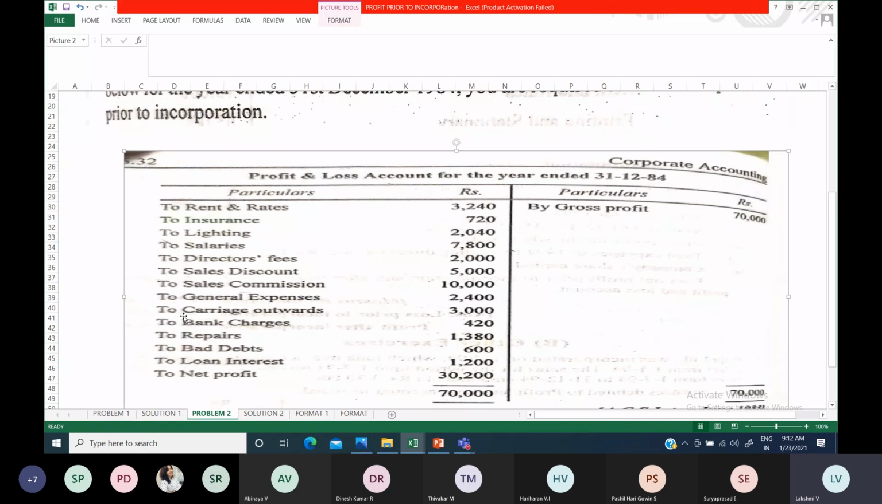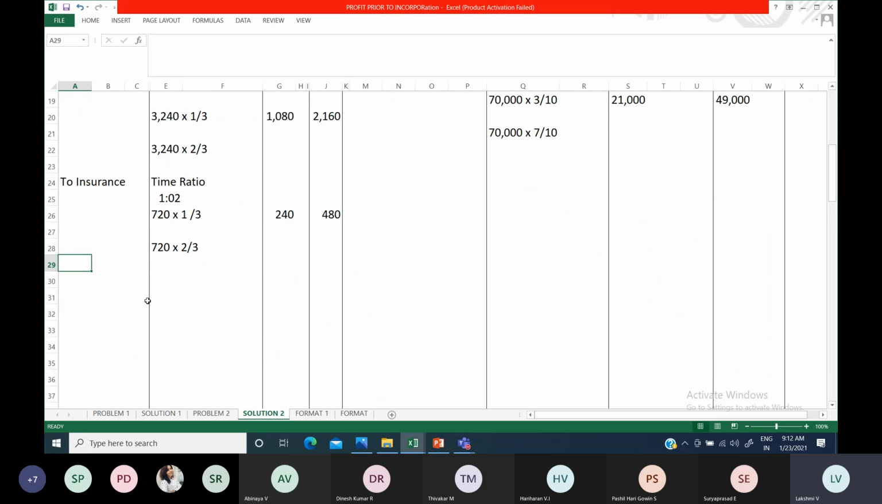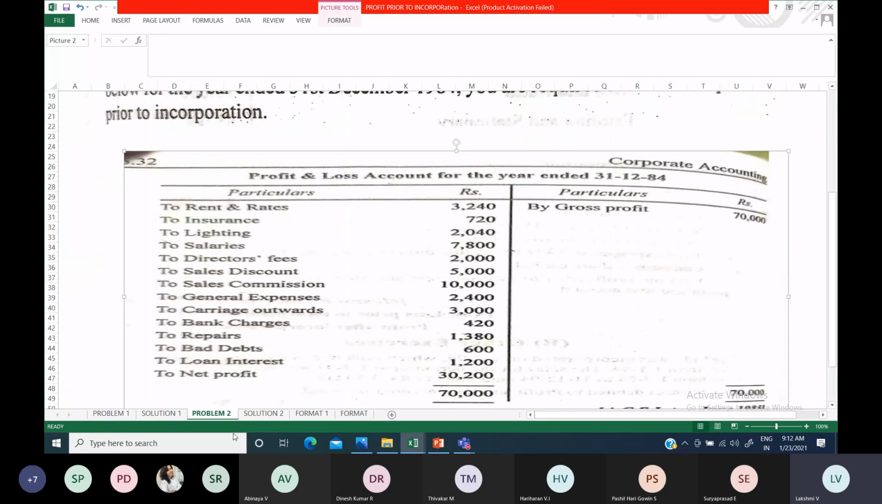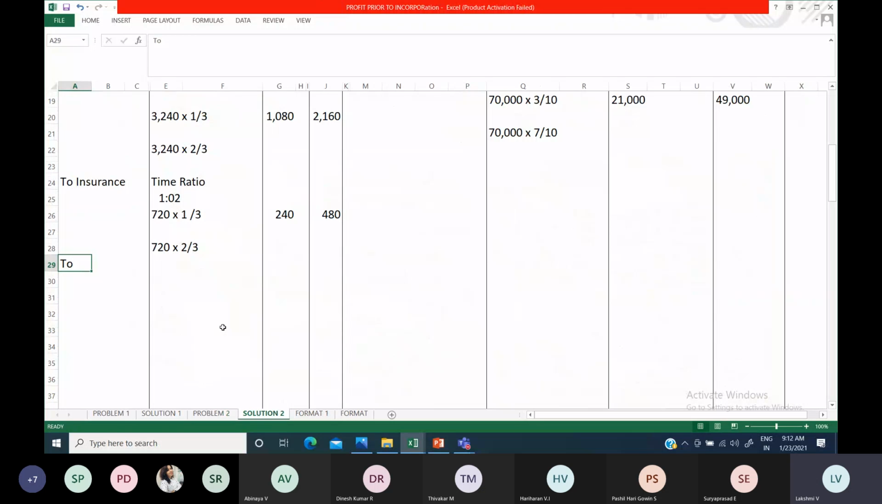So moving to the next one, to lighting. To lighting, 2040 rupees they have given. Now this has to be done based upon time ratio again. So you have to take each item and do it carefully. So to lighting 2040.